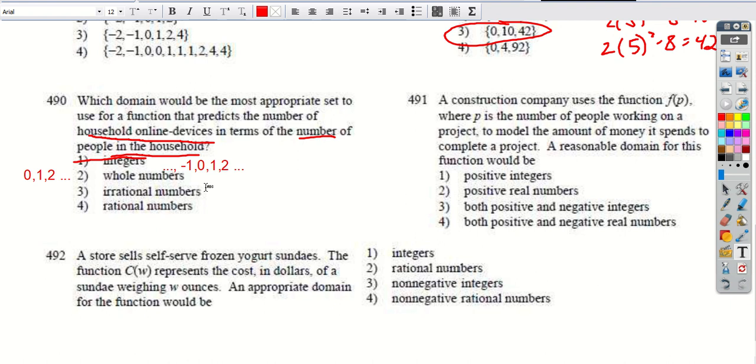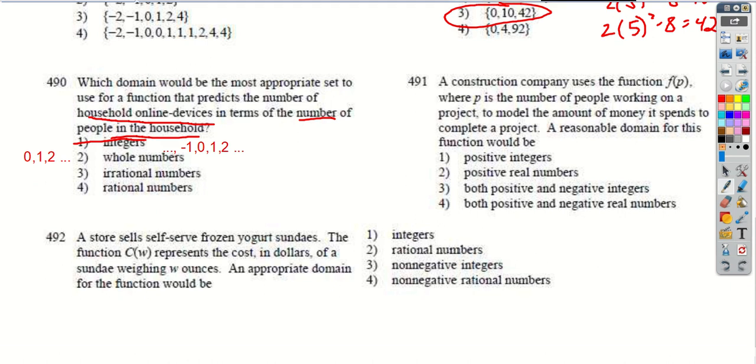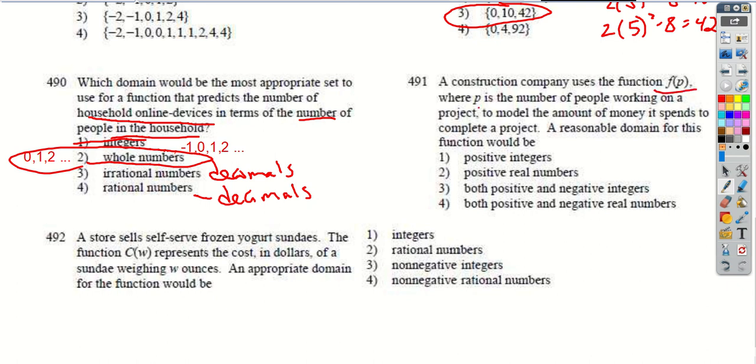Irrational numbers we would not want to pick, because we're talking about decimals and also negatives, which is a no-go. And rational numbers also include fractions and decimals, so we don't want to pick this one either. So we would pick whole numbers because we would want to use whole numbers here, 1, 2, 3, 4, and no negatives. Construction company, F of P, where P is the number of people, and then the other one is money, but that relates to F of P.